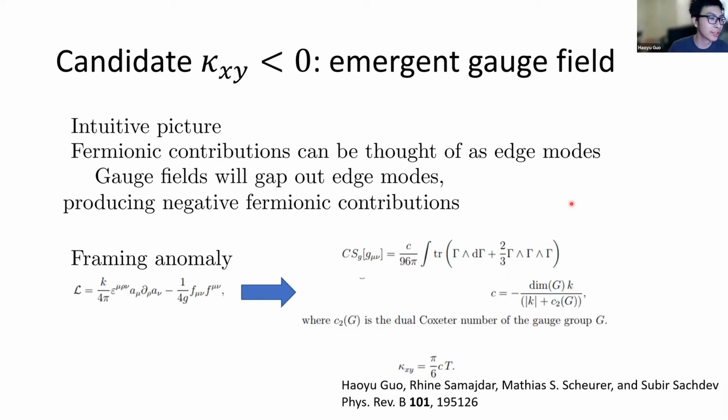So as our first theory for this problem, our proposed solution is that this negative thermal Hall signal is actually due to the emergent gauge field. To explain this intuitively, this is the hand-waving picture. Suppose first you get some fermionic contribution to this thermal Hall effect which satisfies the Wiedemann-Franz law. But then you can imagine that this contribution from those fermions is like some edge modes moving at the edge of the sample. But then the emergent gauge field that appears here would gap out some of these fermionic edge modes, and then it will produce a negative contribution to this thermal Hall effect.